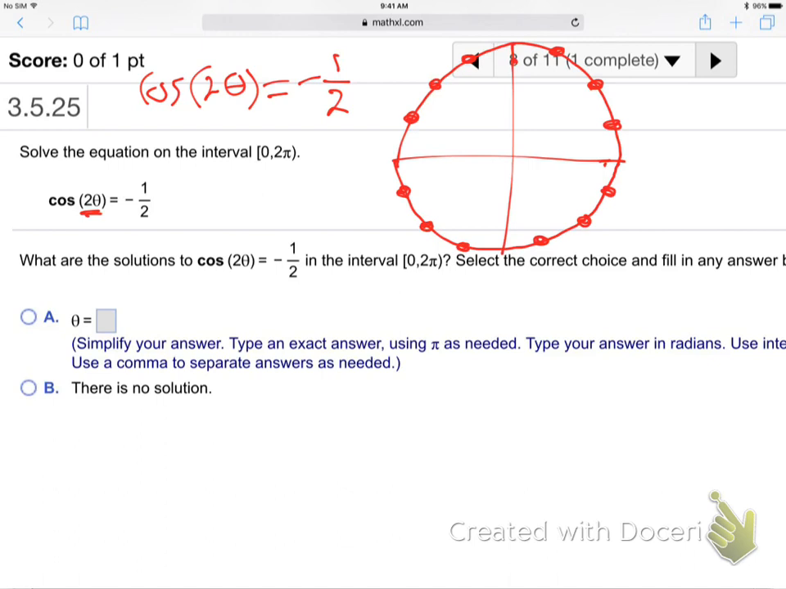We're looking for 2 dots again, right? We're looking for 2 dots whose cosine is negative a half. So is cosine the x value or y value? X. Cosine is sideways. Sine is up and down. So we're saying, where is x equal to negative a half? Is that the small, medium, or large? That's negative the small one.